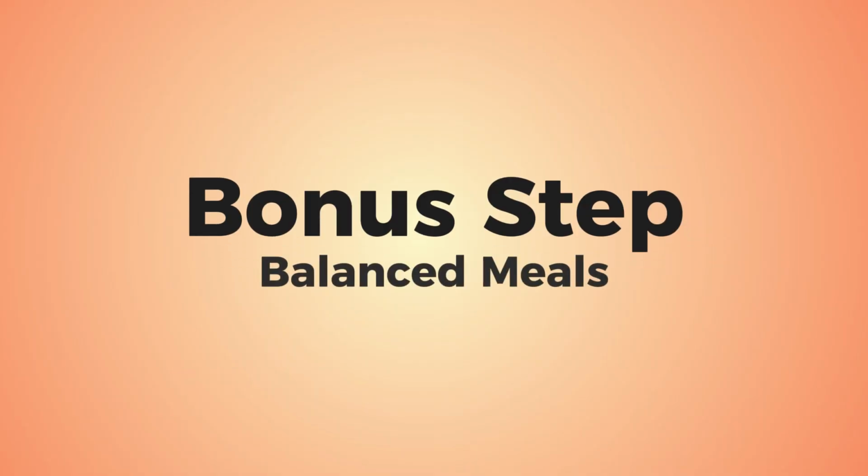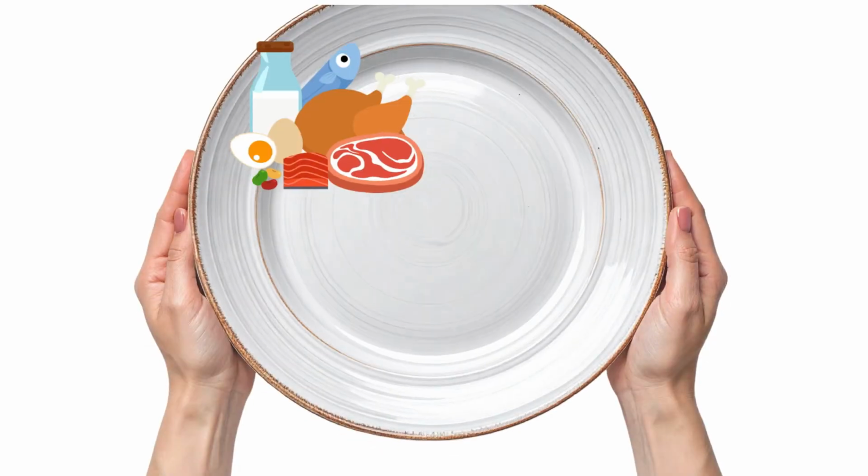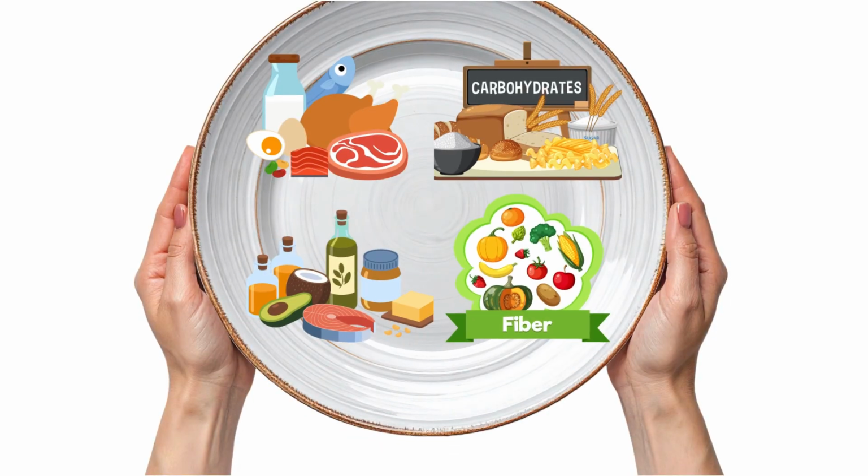One bonus step is eating balanced meals. Fat loss should not feel like punishment. Cutting out carbs is unnecessary and one of the most common mistakes. A balanced meal includes protein, carbs, fats, and fiber. This applies whether you eat at home or at a restaurant.